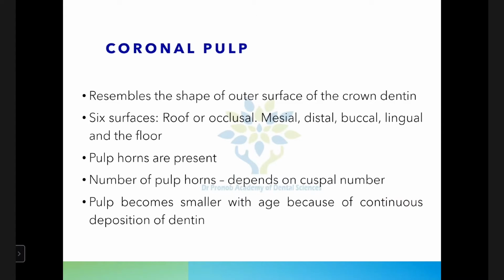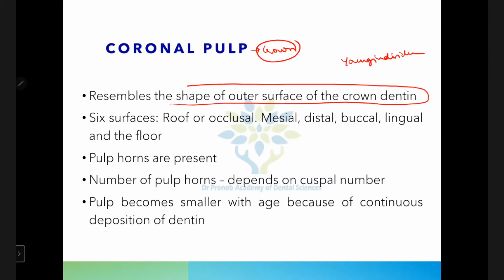Now let's talk about coronal pulp and the radicular pulp. Coronal pulp is the pulp that is present in the crown portion. So it resembles the outer surface of the crown dentine. In young individuals, the coronal pulp will resemble the shape of the outer surface of the crown dentine. Based on the shape of the dentine, the shape of the pulp depends. And this coronal pulp has 6 surfaces.